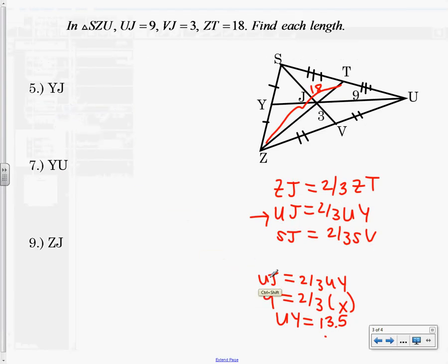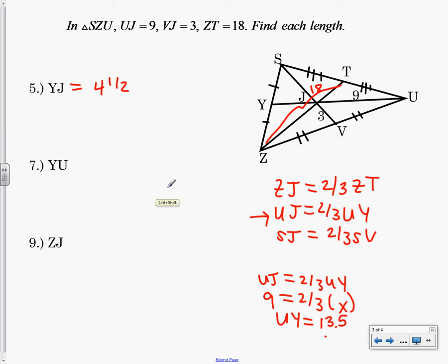So is that what they wanted? What did they want? YJ. We found UY. We found this whole thing is 13.5. So how do I find YJ? Subtract the 9, right? If all of this is 13.5 and this part is 9, just subtract. What's 13.5 minus 9? 4.5, right? So YJ is 4.5. Anybody confused? It's not hard. You just have to set it up correctly, okay?